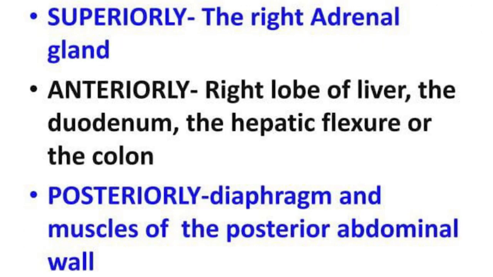The first one is the right kidney. Superior to the right kidney is the right adrenal gland. The anterior part is connected with the right lobe of the liver, the duodenum, and the colon. The posterior part is the diaphragm and the muscle of the abdominal wall, called the posterior wall.